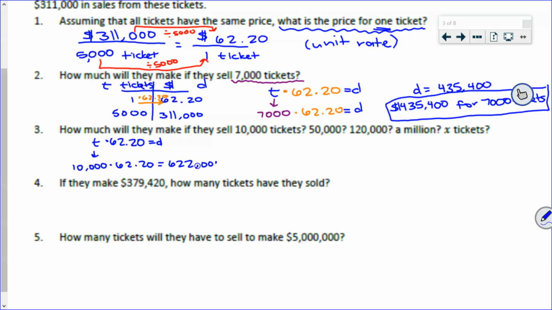$622,000. What if they are selling 50,000 tickets? Again, we're taking that equation, and all I'm doing is simply replacing the T for the number that they have given us, which this time is 50,000. So 50,000 times 62.20 is equal to, thank you, Gabe.